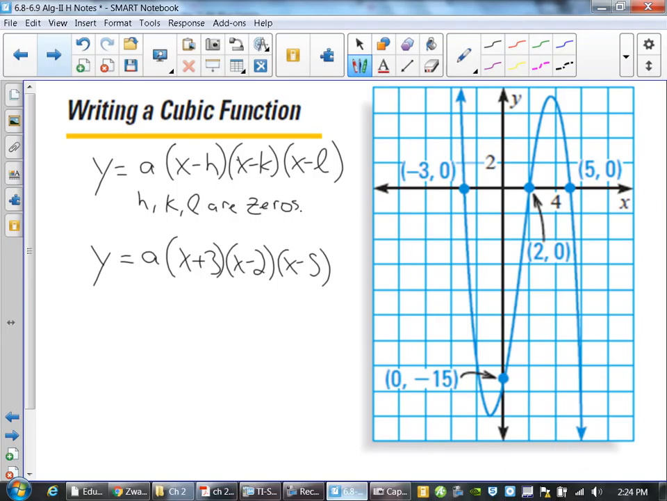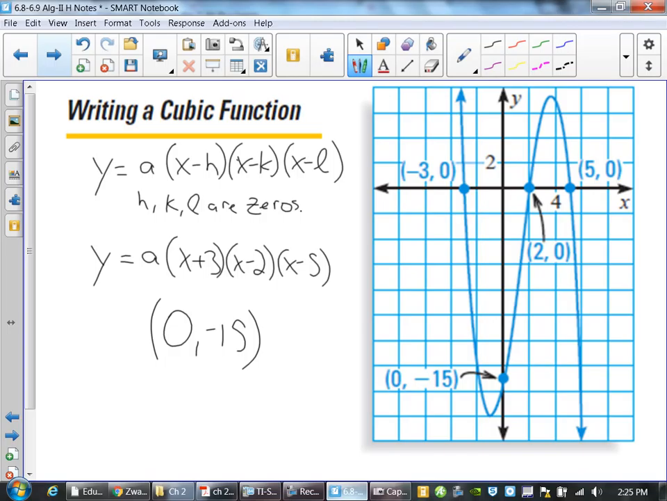Okay. So if you look at this graph here, we also have one other point. It just so happens that it's the y-intercept. That has an ordered pair of 0 and negative 15. So if I have another ordered pair of 0 and negative 15, what could I do in relationship to the equation above it to find a?